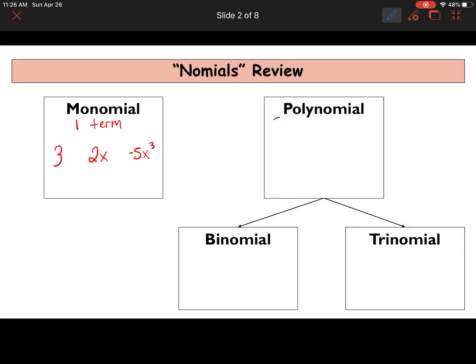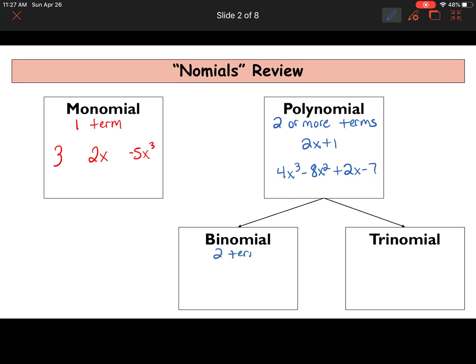A polynomial is two or more terms. So things like 2x plus 1, that's two terms. We could do 4x to the third minus 8x squared plus 2x minus 7. That's four terms. Anything with two or more terms is a polynomial. And there are two types of polynomials.